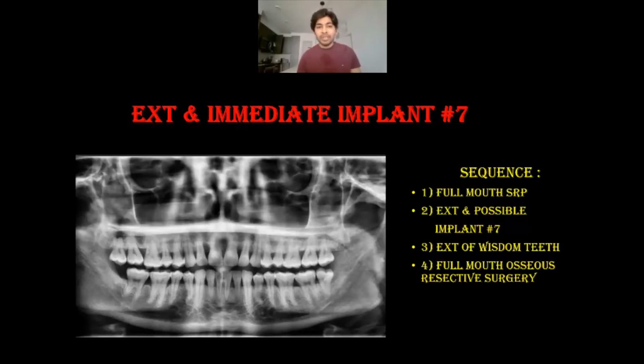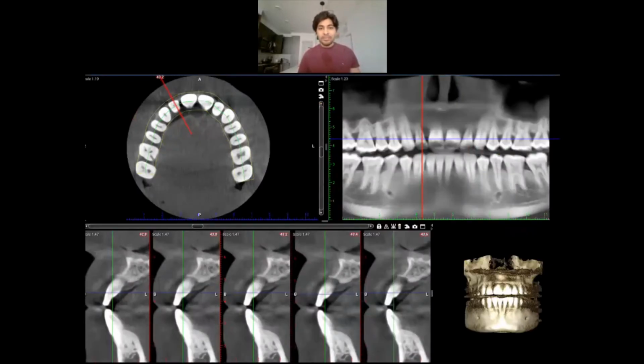Also, because of the generalized bone loss, I decided to plan for osseous resective surgery, as you can see in the PowerPoint slides showing the sequence of the treatment. But today we'll be focusing on immediate implant placement at number 7. This is the CBCT slice of that area. The red line shows the number 7 area on the CBCT slices. As you can appreciate, there's barely any bone left around number 7. There was grade 2 mobility, so I decided to extract.